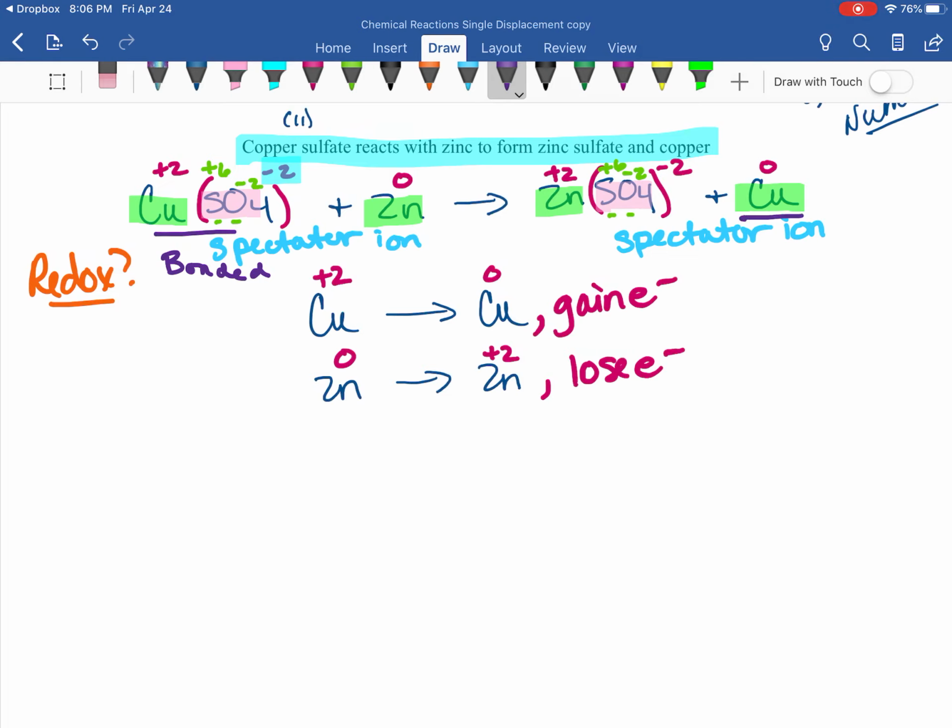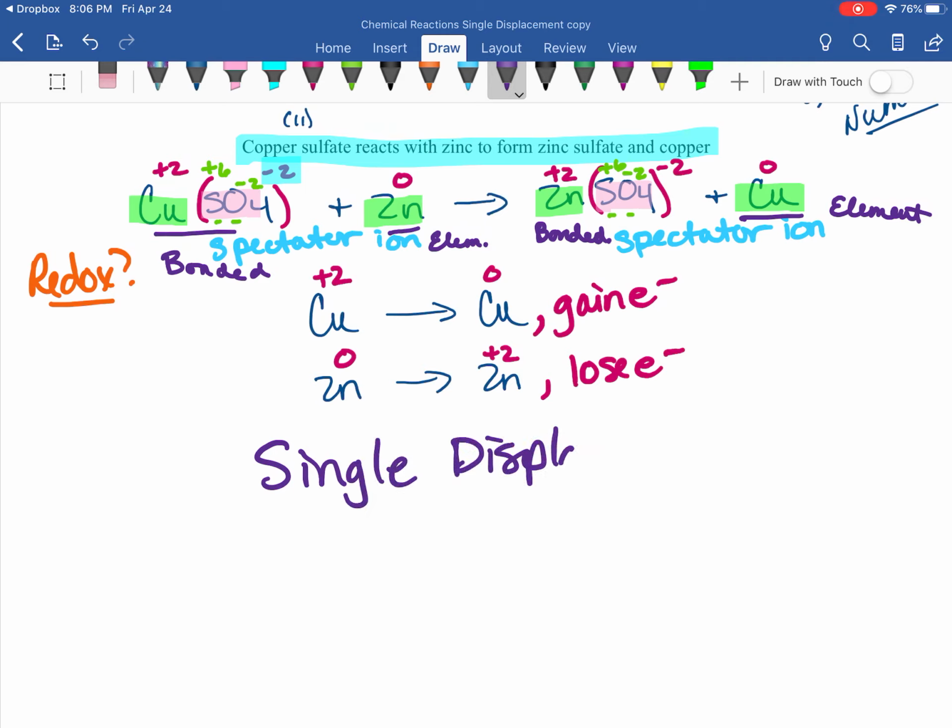And in fact, if you look at it, copper is bonded on this side. Okay, copper, we need another color here. Copper here is bonded. And if we look at it over here, it's in its elemental form. And then our zinc has just switched. So our zinc is going from its elemental form to bonded.